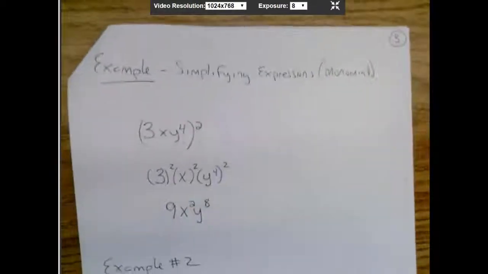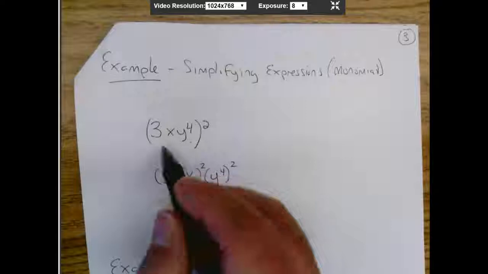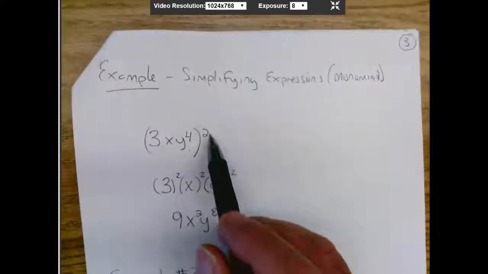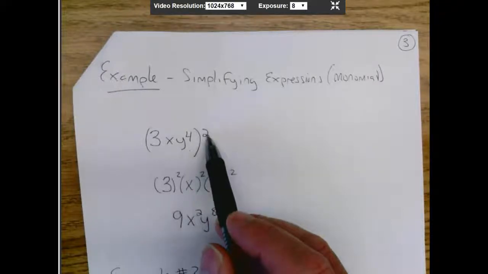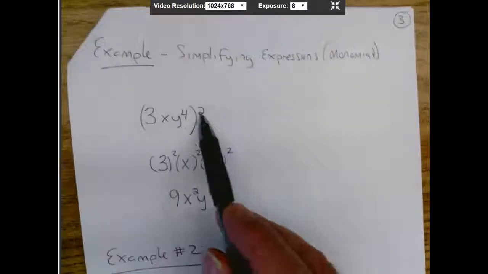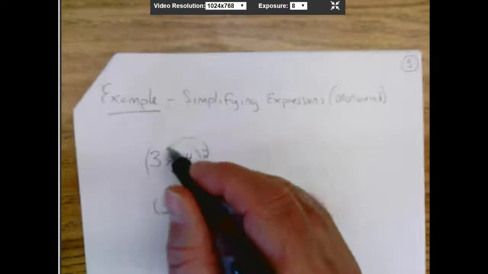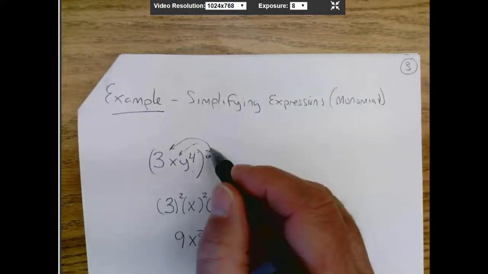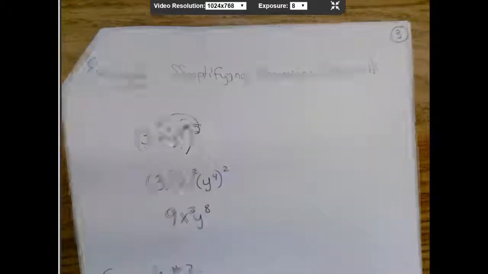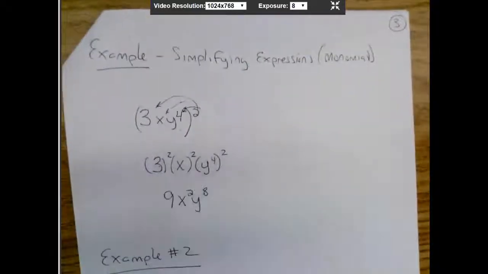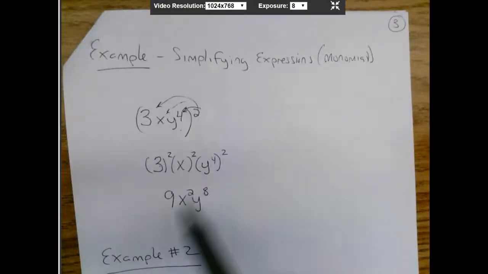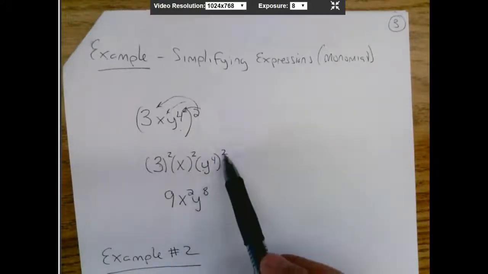So here's some examples. We start with 3xy to the fourth, and then to the power of 2. So what we do is we take this 2, and we're going to take it to each thing, to the 3, to the x, and to the y. Okay, and that gives us 3 squared, x squared, and then y to the fourth squared.